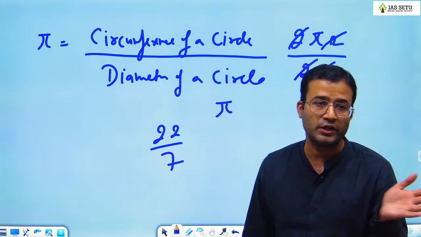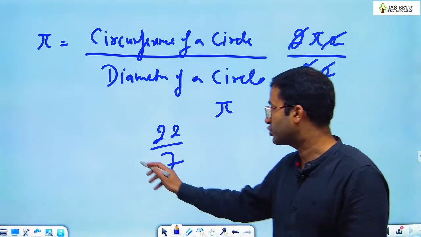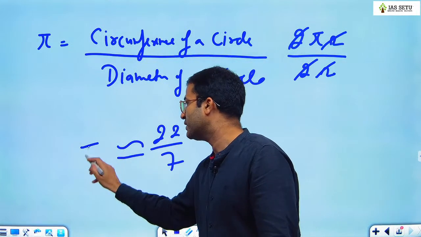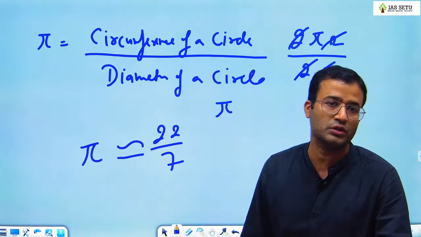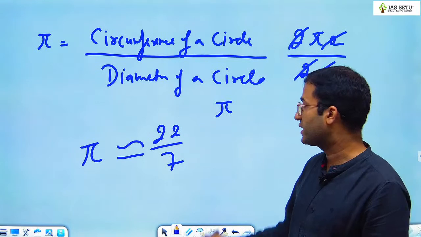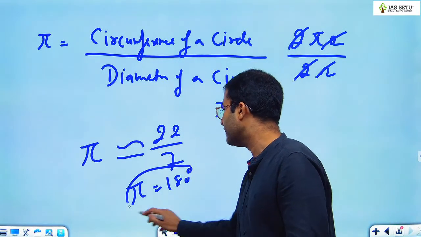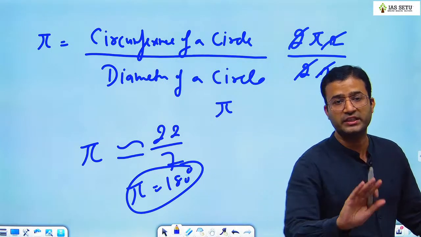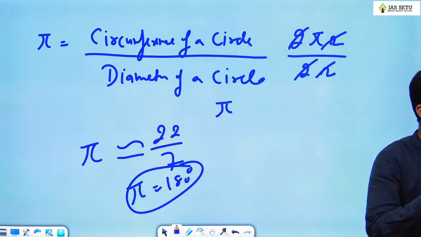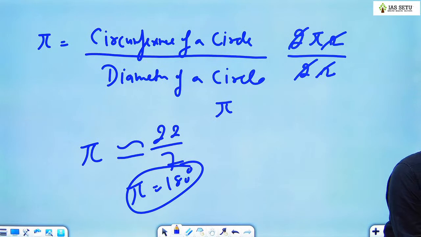22/7 is not the exact value of pi. It is actually an approximate value of pi, taken to solve questions on circle or sphere. But the exact value of pi is actually 180 degrees. That's why pi is not an integer representation. Pi is an irrational number. Is this clear? Pi is an irrational number.